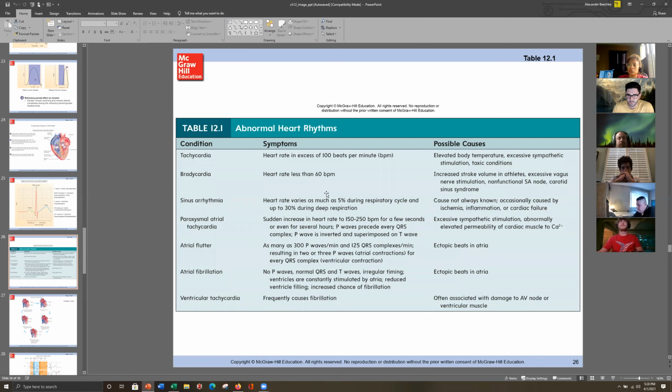So some of the more common ones that we're probably familiar with are tachycardia and bradycardia, right? Tachycardia is where you have an average resting heartbeat typically above 100 BPM. And then bradycardia is a heartbeat that's typically below 60.